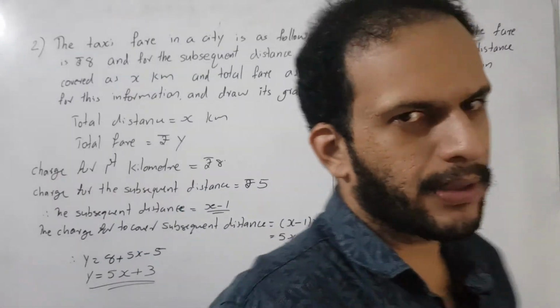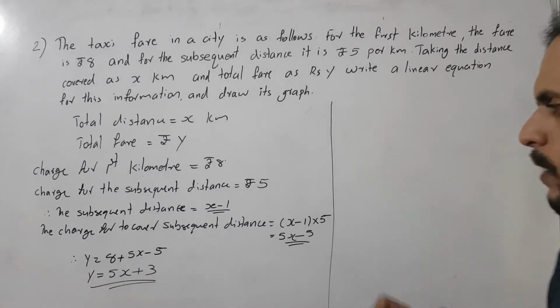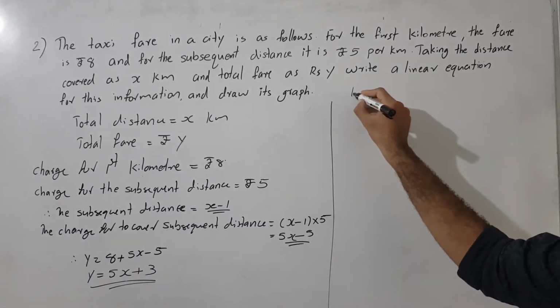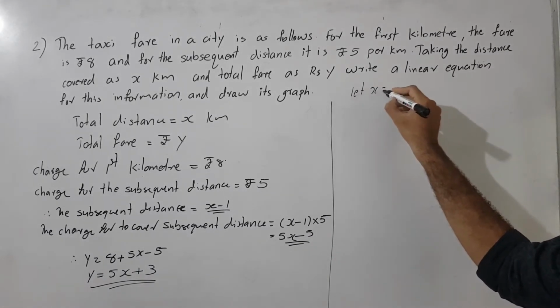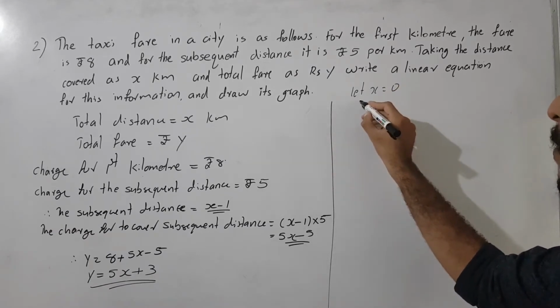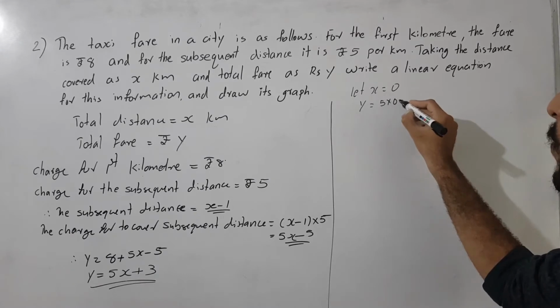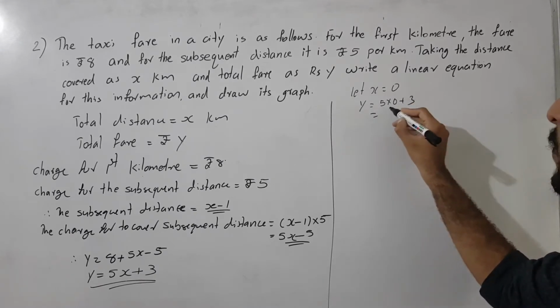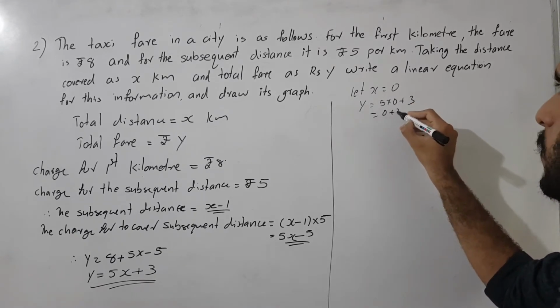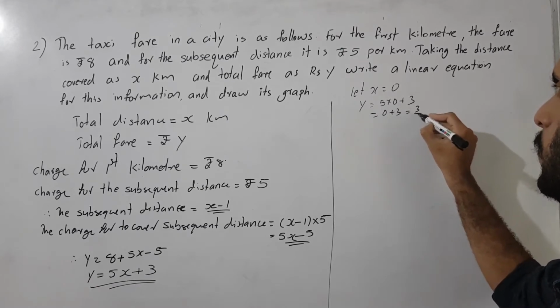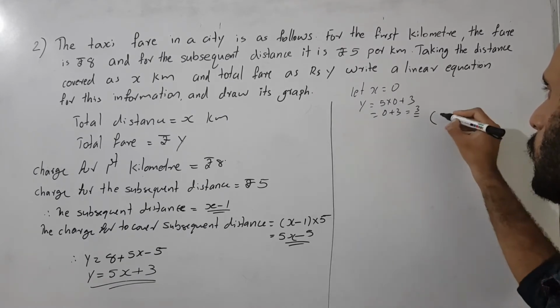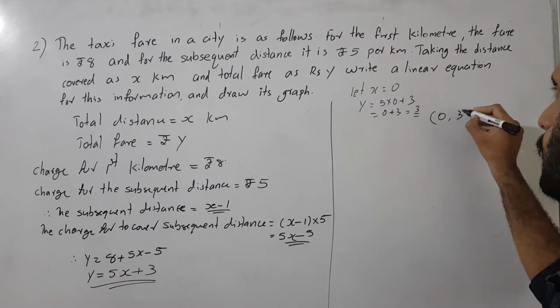Okay, so for that I substitute the value of x is equal to 0 first. Let x is equal to 0. Then y is equal to 5 into 0 plus 3. 5 into 0 is 0, and 0 plus 3 is equal to 3. Then I got the first solution: 0, 3.